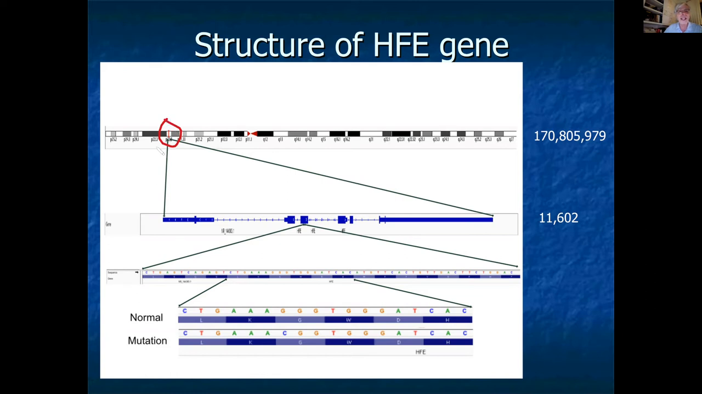And if we zoom on that small part, you will find all the instructions to make the HFE gene work. And in that gene, there are 11,000 DNA letters. With a complete sequence of the DNA, we can have all those letters here, which are the instructions. And if we zoom in, you see here part of all the letters where the mutation occurred.